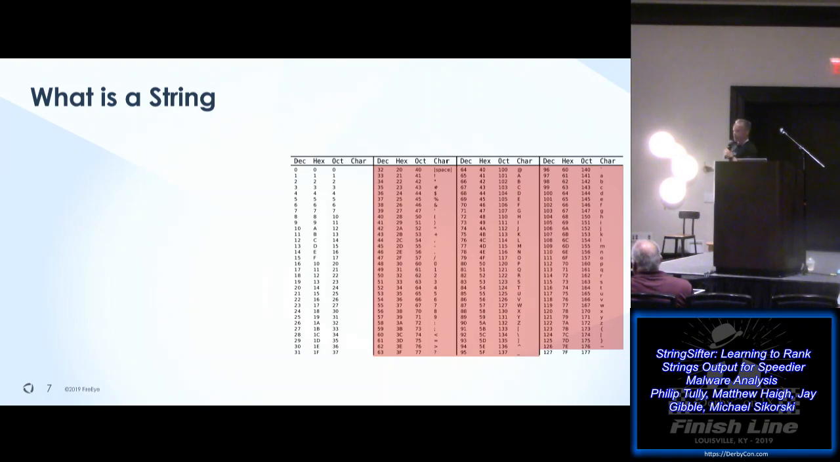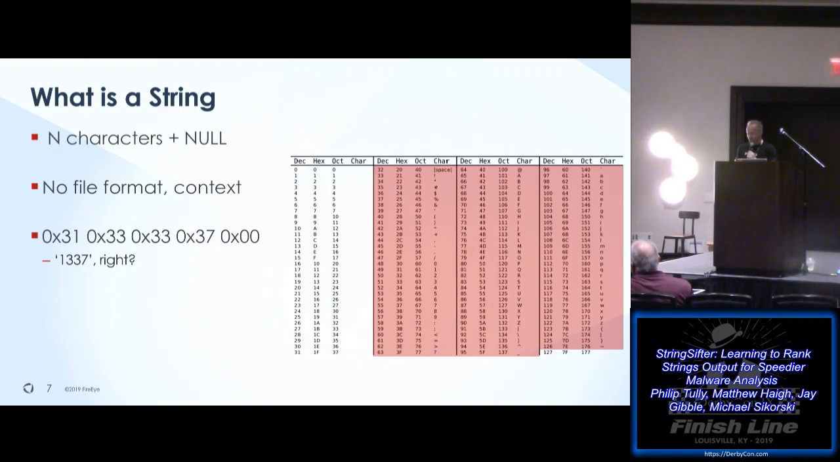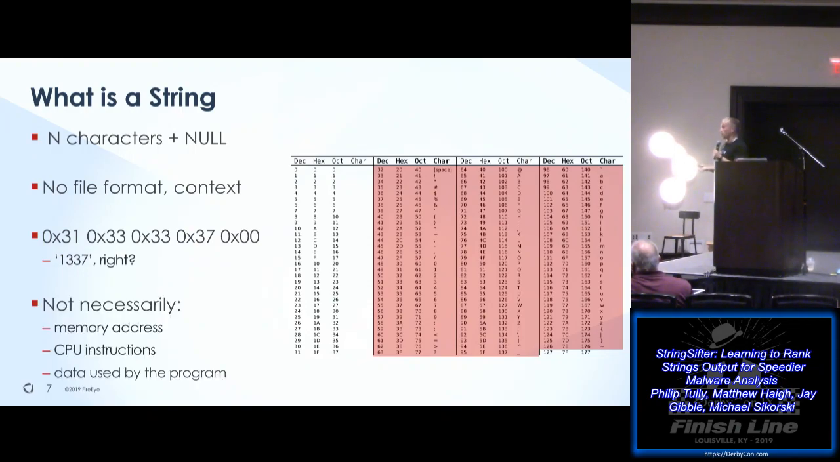Just take a quick step back to do a little review on how we define a string in this context. A string is a sequence of n characters followed by a null terminating byte. There's no metadata to indicate where the string is, how long it is, what kind of string it is. Therefore, there's no context, and arbitrary data can be misinterpreted as a string. Anything within this sequence of printable characters on the ASCII table, if there's a sequence of however many, can be interpreted as a string.